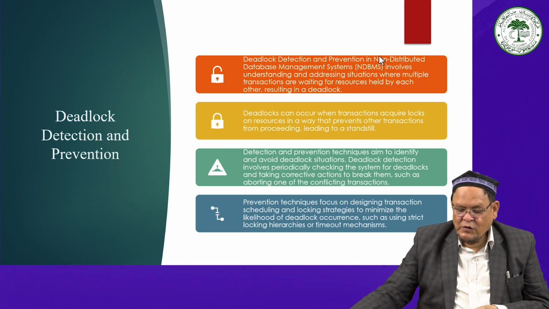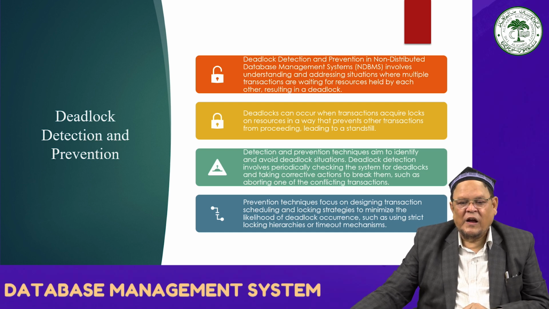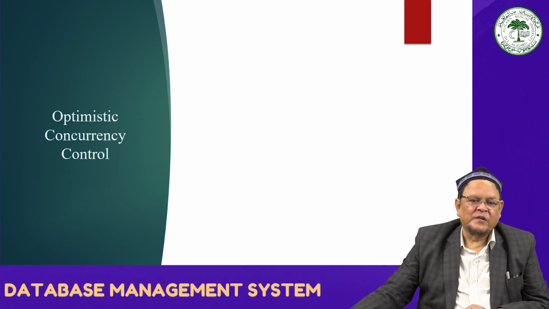Prevention techniques focus on designing transaction scheduling and locking strategies to minimize the likelihood of deadlock occurrence, such as using strict locking hierarchies or timeout mechanisms. Next is optimistic concurrency control.